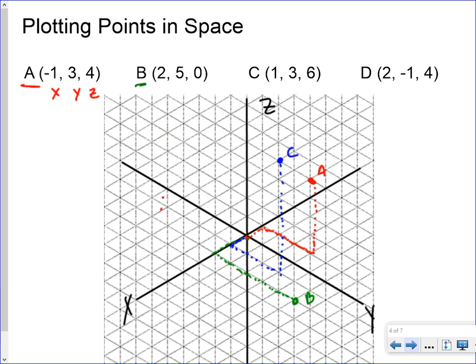So finally, we'll go left for D. Okay. Forward 2, left 1, and then up 4. And there's my point D. That'll be located in an octant.